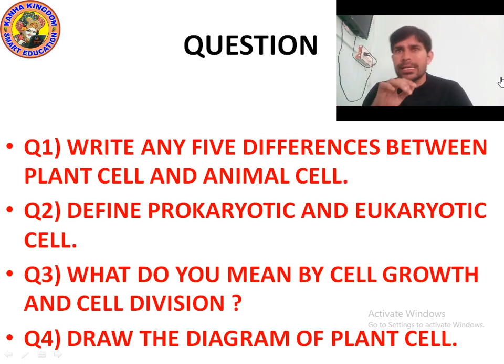What is cell growth? When a cell is formed, it is small, but gradually it grows in size by taking nutrients, and after reaching a certain size, it divides into two new cells. This is known as cell growth.